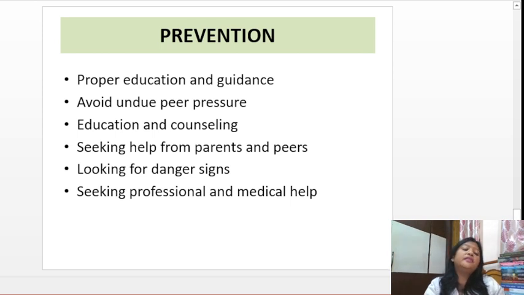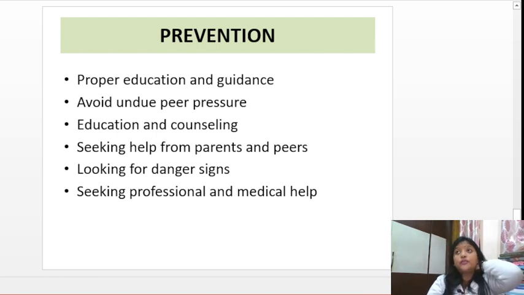Now, how can you prevent this alcohol and drug abuse? First of all, proper education and guidance, very, very important here. Parents, friends, teachers, they all have a role to play. When you give proper education and guidance to a person, to a child, or to your friend, whoever you feel needs it, you should try to educate them, give them proper guidance, because alcohol and drugs is not the solution to life's problems.